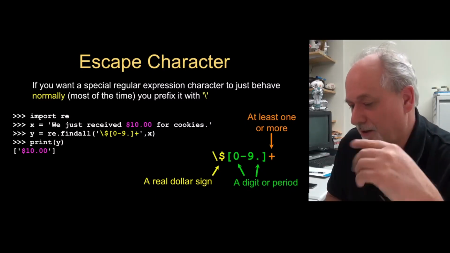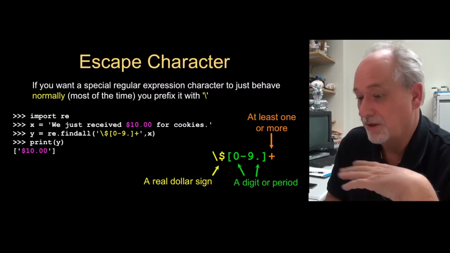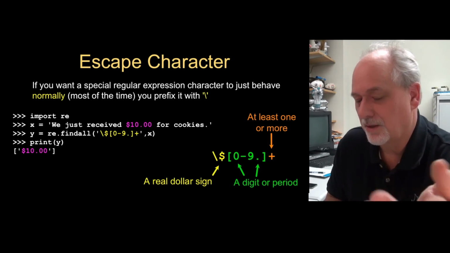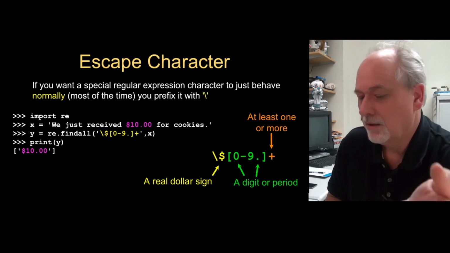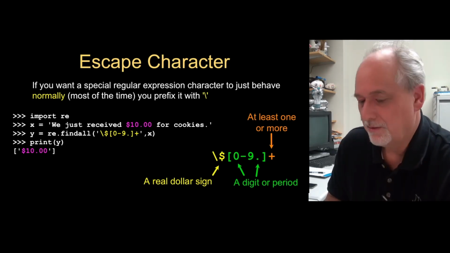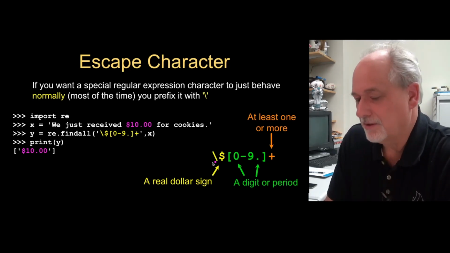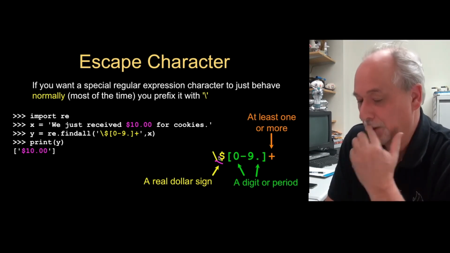We have an escape character, and the whole idea is sometimes all these little special characters that make a lot of sense to us, we actually want to search for it. So what if we want to search for a $? Well, we just prefix it with the backslash. And that just means this is a real $. So backslash $ is a real $.